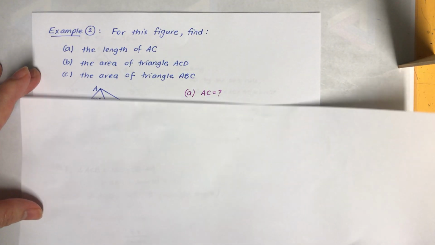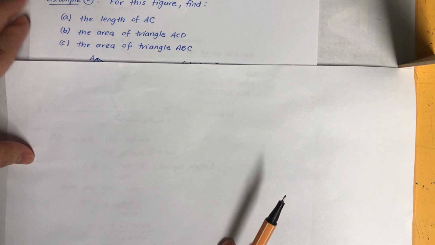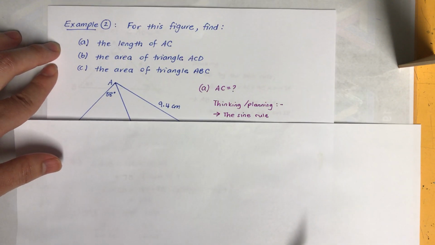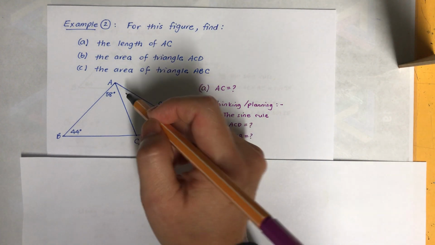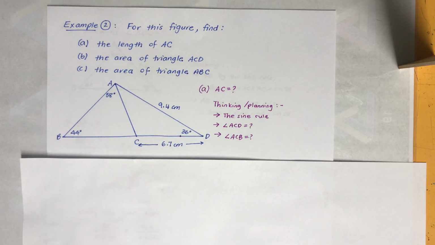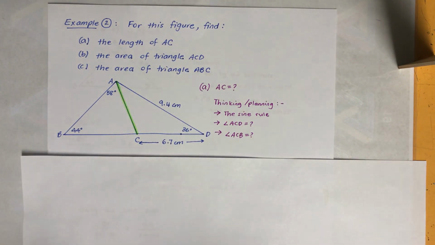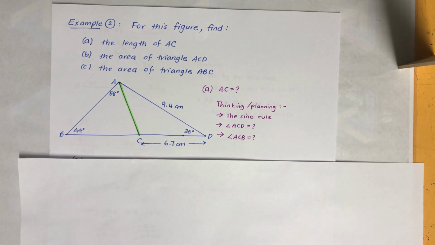Okay, example 2. For this figure, find A, B, C there. First one says AC. AC is the one we're looking for. I'm just going to highlight this for easier. Okay, that's what we're looking for. Now, you need to think about this. How are we going to do this one?